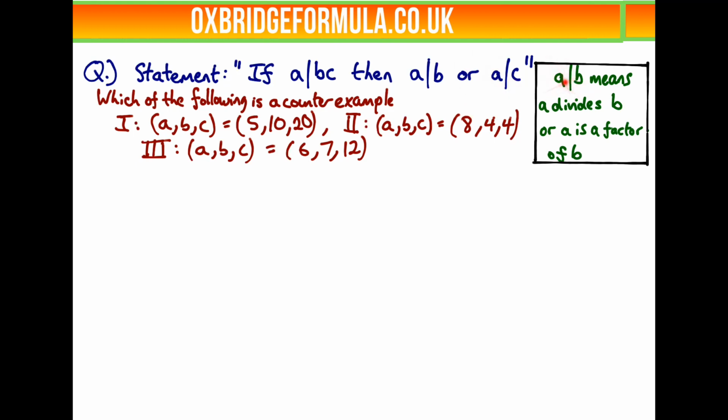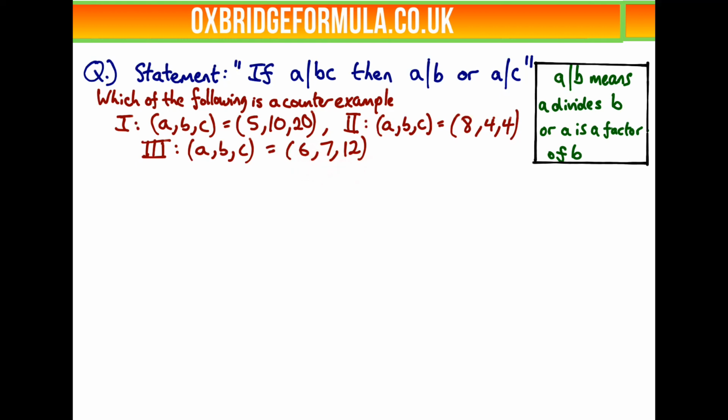In this question I note A divides B, which is the same thing as saying A is a factor of B. And we want to know which of these is a counterexample. A, B, C is either 5, 10 and 20, or 8, 4 and 4, or 6, 7 and 12.